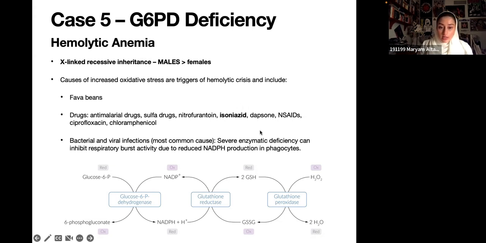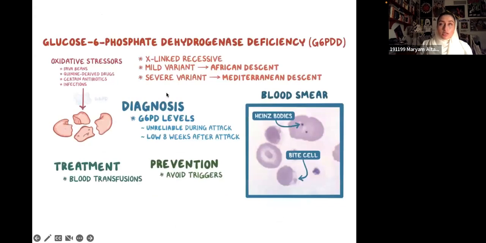Isoniazid treatment, as in this case, sulfa drugs, okay? And specifically bacterial and viral infections, all right? So that's G6PD, a type of hemolytic anemia. So again, oxidative stressors are going to cause hemolysis of the RBCs. It's X-linked recessive, and you'll diagnose it by G6PD levels.